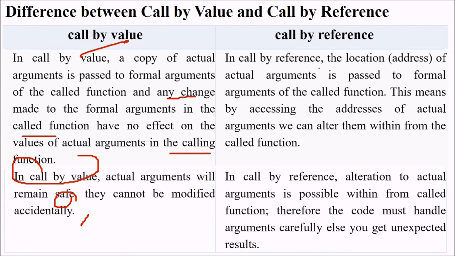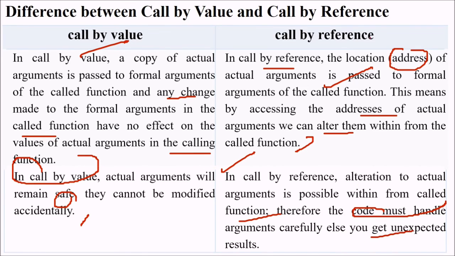In the case of call by reference, the address of the actual argument is passed to the formal argument of the called function, which means that by accessing the addresses of the actual arguments, we can alter them within the called function. In call by reference, alteration of the actual argument is possible from the called function. Therefore, arguments must be handled carefully, otherwise you will get unexpected results.